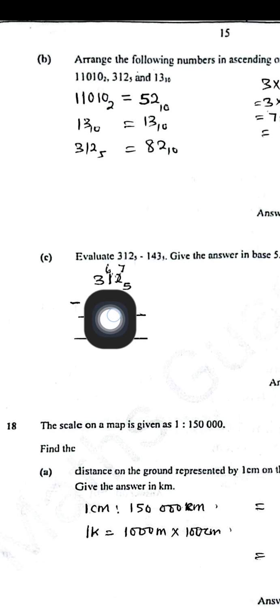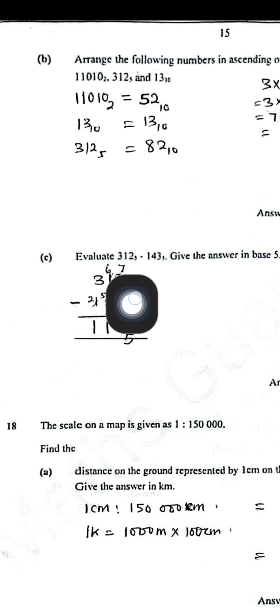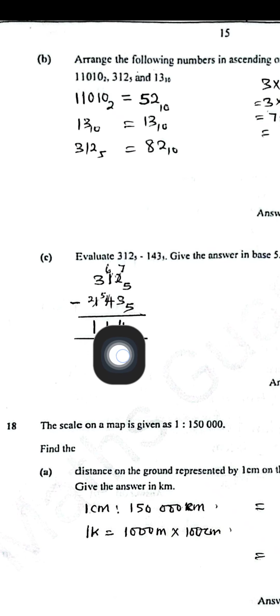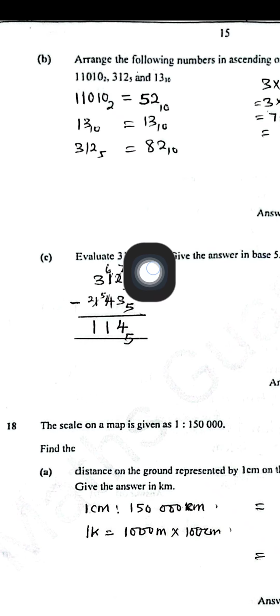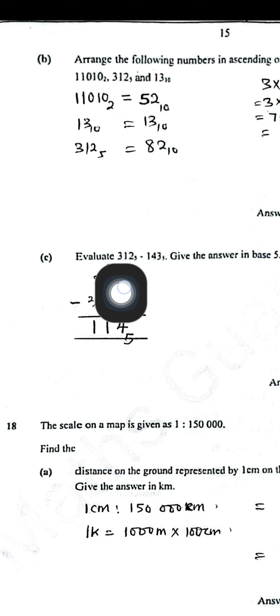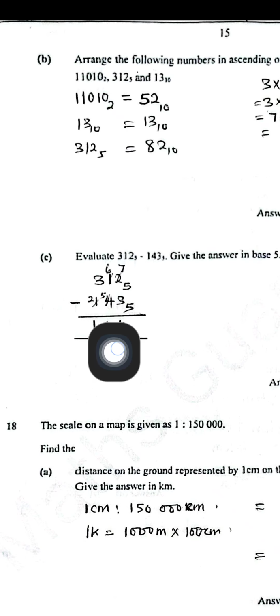Once you manage to give a value to this point, you also carry to this one. This becomes 4 plus 1, you just give a 1. 4 plus 1 gives 5. So 1 right here minus 5, it can't. So you take the base, you add to that number, you get 6. 6 minus 5, you get 1 right here.